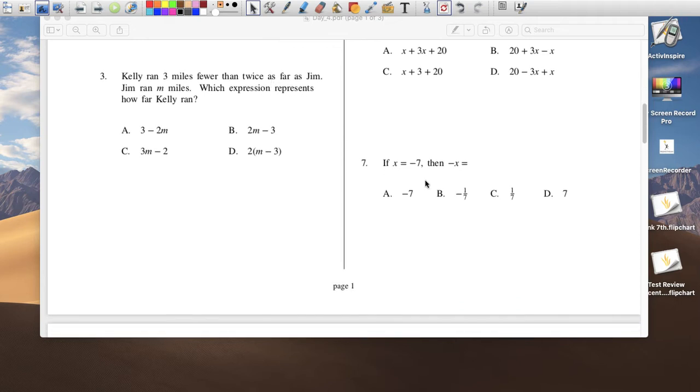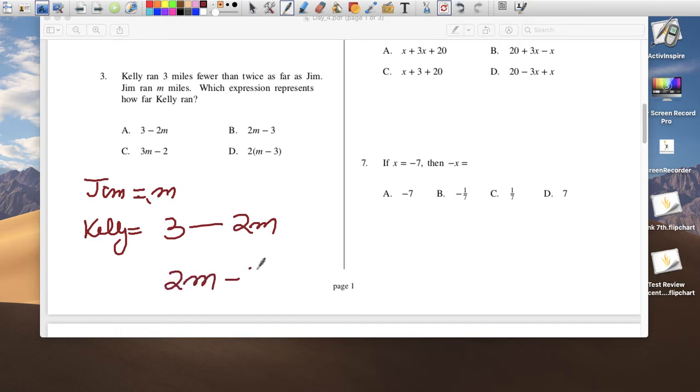7. Kelly ran 3 miles fewer than twice as far as Jim. Okay, so let's write Jim. Jim ran this many miles. Kelly, she ran 3 miles fewer. 3 is 3. Fewer than means minus. Twice as far as Jim. 2 times, and how many did Jim run? 2n. Now fewer than is a turnaround word, so this becomes 2n minus 3. Nope.